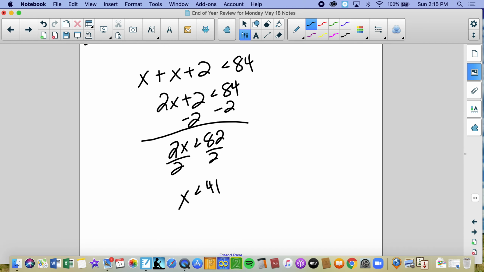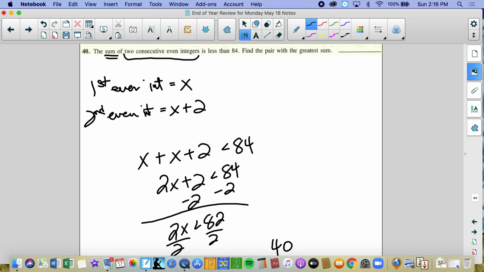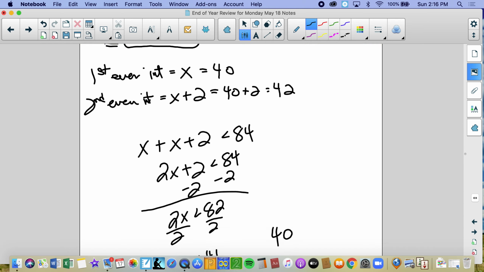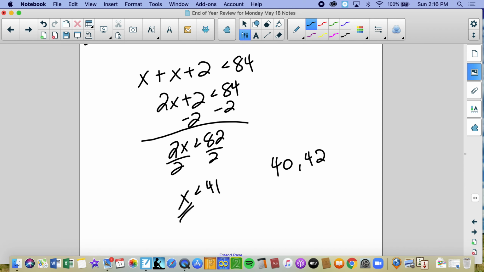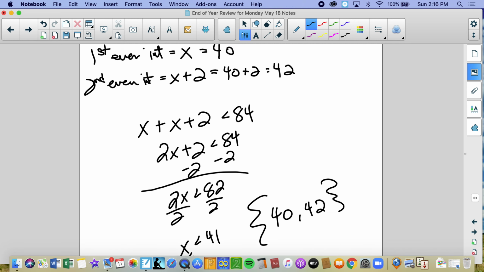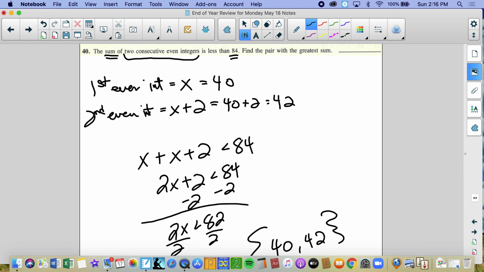So, if I have to find an even integer, my first even integer is going to be less than 41. What's the next even integer less than 41? 40. Okay. And now, if x is 40, what's my second even integer? Well, it's going to be 40 plus 2, or 42. So my 2 consecutive even integers are going to be 40 and 42. And the sum of them gives me 82. Is 82 less than 84?